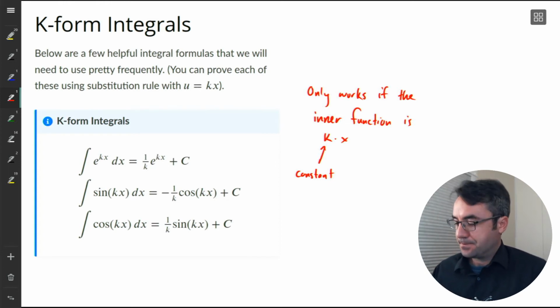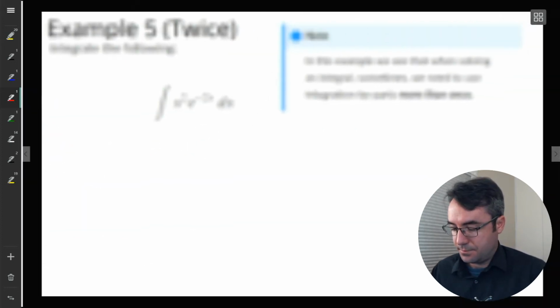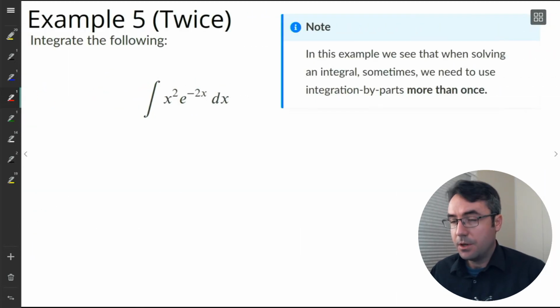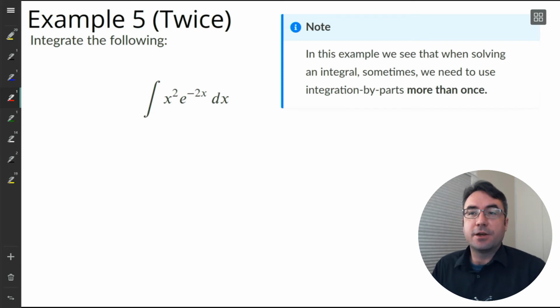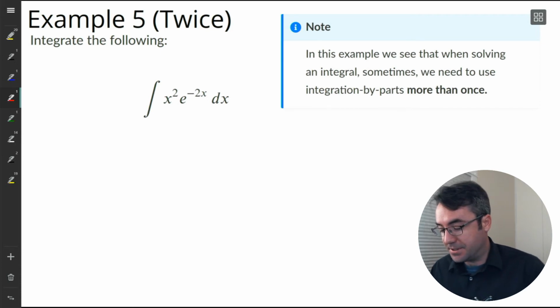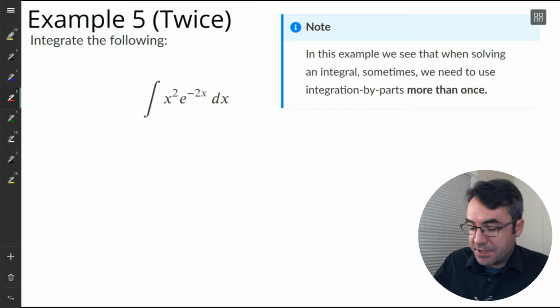All right. And we're going to use that in example 5. So we're going to integrate x squared times e to the negative 2x here. And in this example, we're going to see that sometimes you have to do integration by parts more than once. All right, so let's start this one off. Let's look at the two pieces of our function.